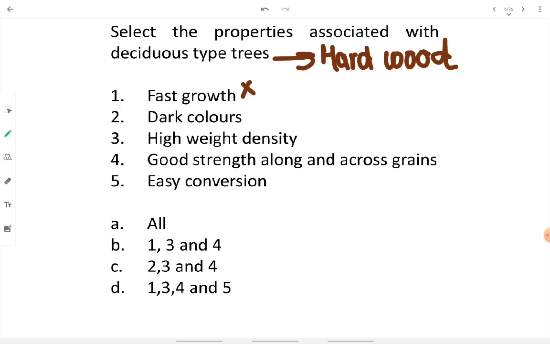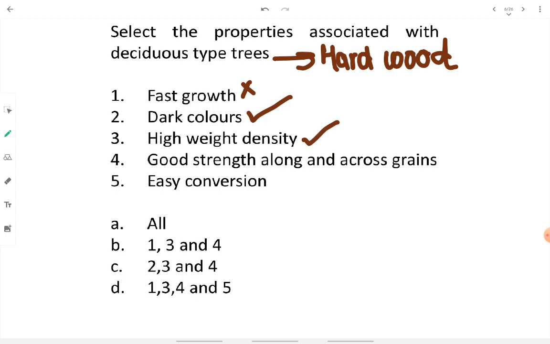Then, they are available in darker color. Yes, conifer, softwood are available in lighter colors, kind of faded color. But if you have to identify hardwood and softwood, you have the visual parameter of color, where dark color is associated with hardwood. Yes, therefore point number 2 is right. Then high weight density. If you are provided with two logs of wood, the lighter one will always be conifer or softwood, and the property of hardwood is its weight. Its weight density is more, therefore its weight is more. Therefore point number 3 is right.